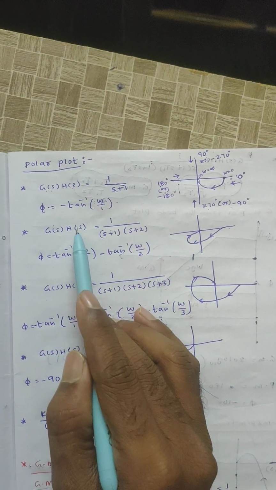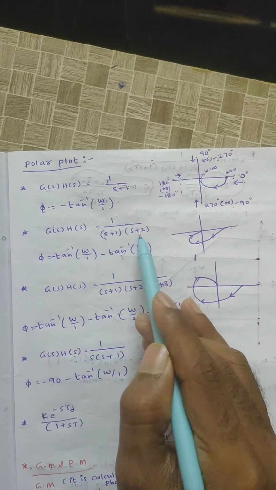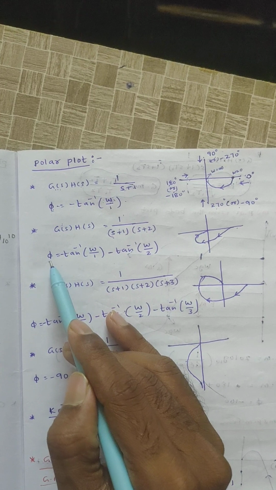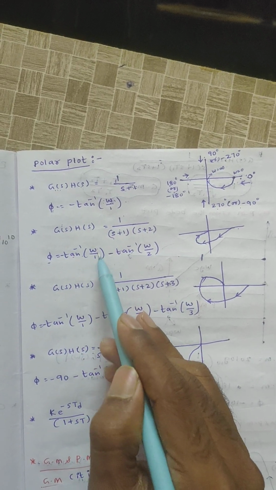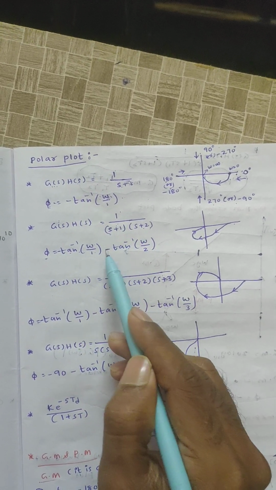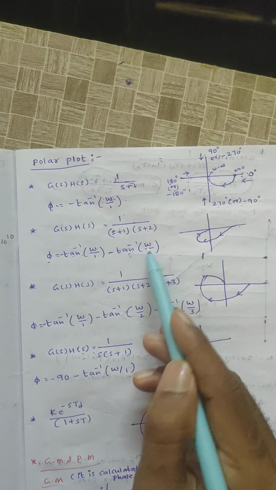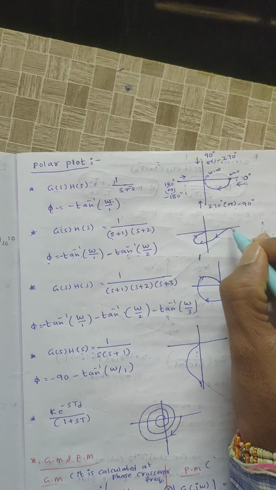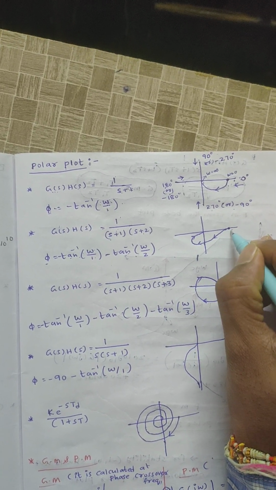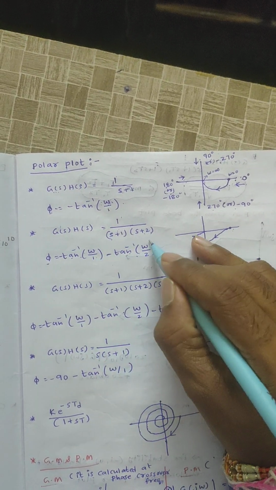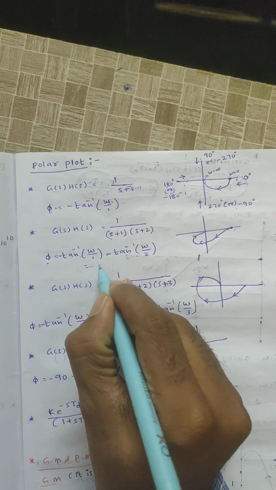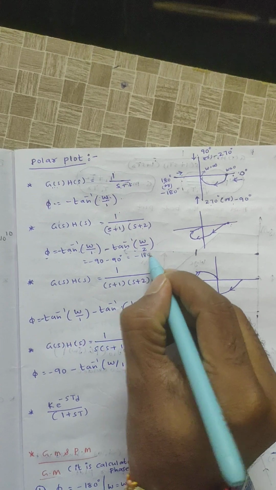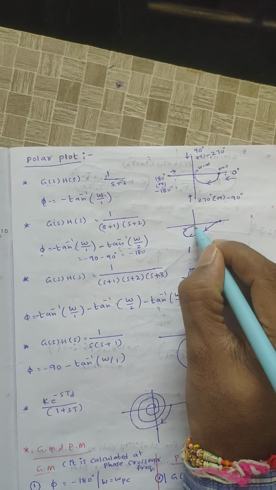Similarly, G(s)H(s) = 1/((s+1)(s+2)). Then the angle phi is equal to minus tan inverse ω by 1 for the first pole, minus tan inverse ω by 2 for the second pole, where s = jω. If I substitute ω = 0, it starts from 0. Next, ω = infinity gives minus 90 and minus 90 degrees, so the value will be minus 180. That means it ends at minus 180.